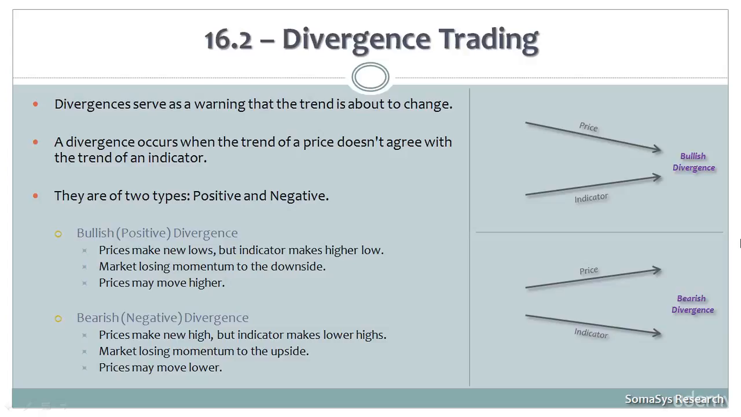In a bullish divergence scenario, price makes new lows, but the indicator makes a higher low. The market starts losing momentum to the downside, and the scenario suggests that prices may move higher. And in a bearish divergence scenario, price makes a new high, but the indicator makes a lower high. The market loses momentum to the upside, and the scenario suggests that prices may move lower.